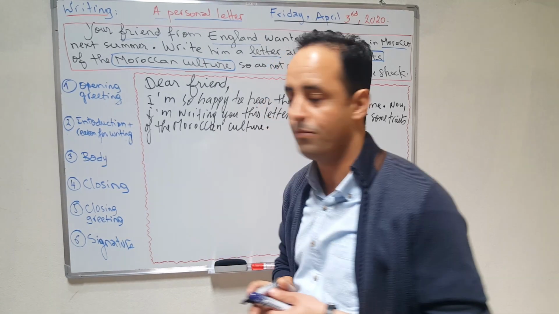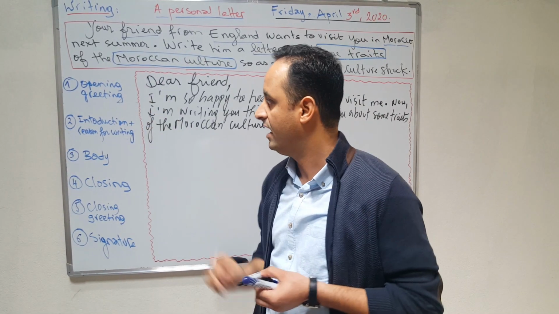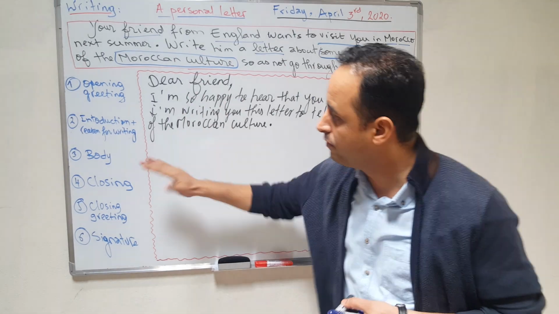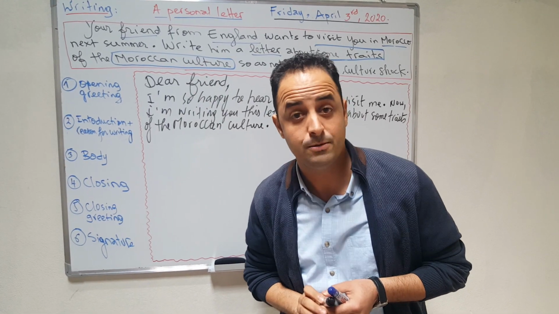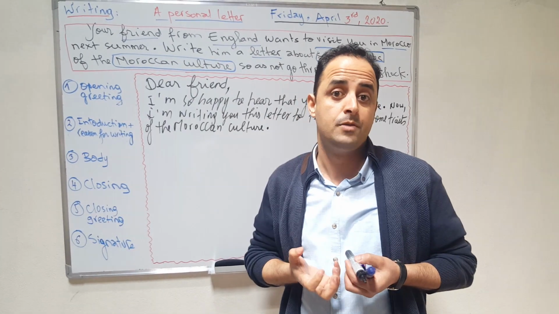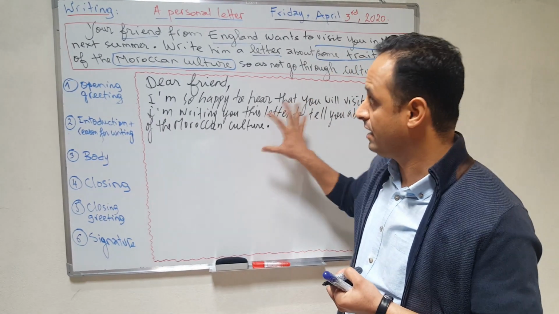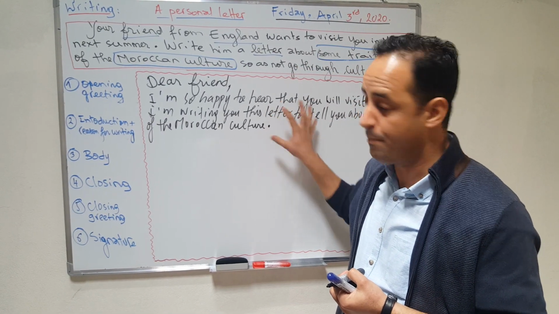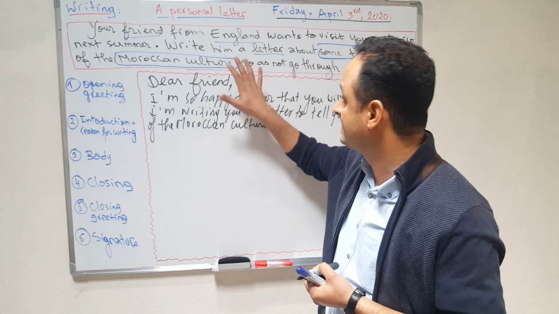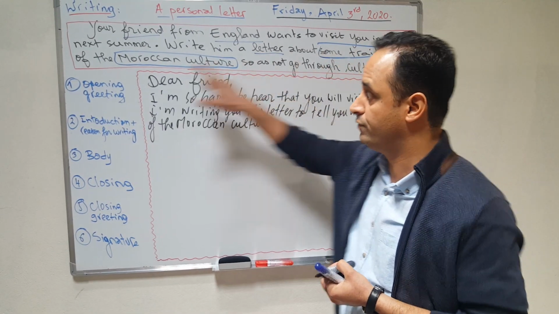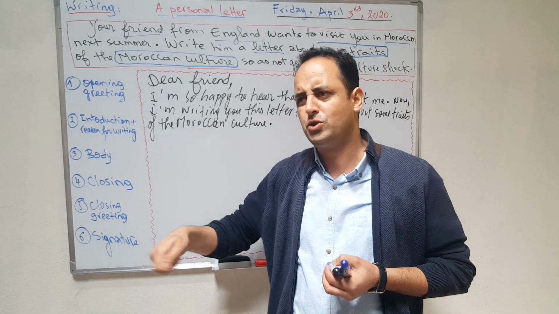Stop. Okay, here you see, that's the opening, and that's the introduction and reason for writing. Now we move to the third thing, which is the body. In the body you're going to tell the important things. The main purpose of this letter is to tell about some traits of the Moroccan culture. So I'm not going to start writing.